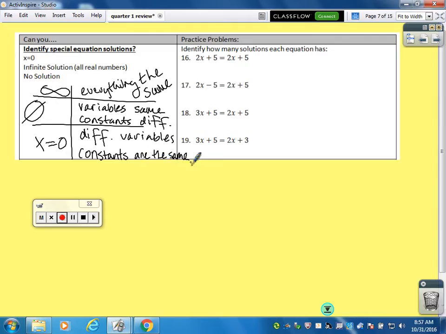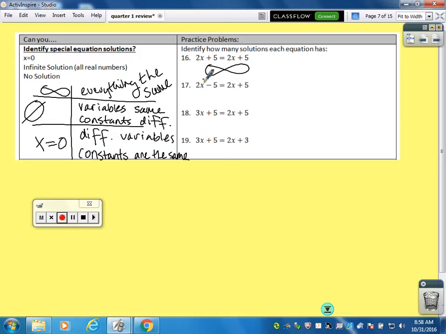Okay, so let's go and try to solve some. So on number 16, I see that 2x plus 5 equals 2x plus 5. Now if it makes sense to you, no matter what you plug in to x, it's going to be multiplied by 2 and then added to 5 each time. So really every single number is going to work there. So that is our infinite solution, or you can say all real numbers there. So same, same, same, and same, right?